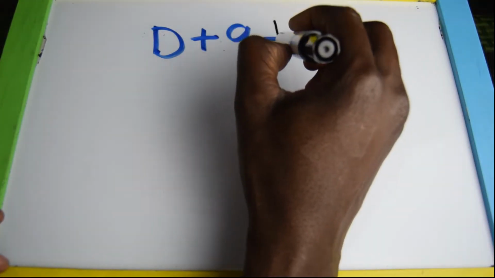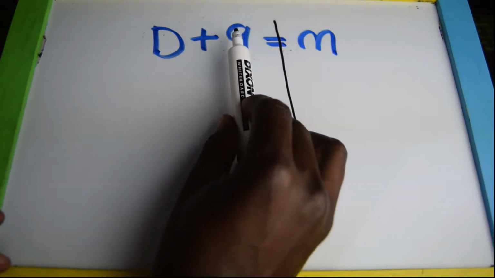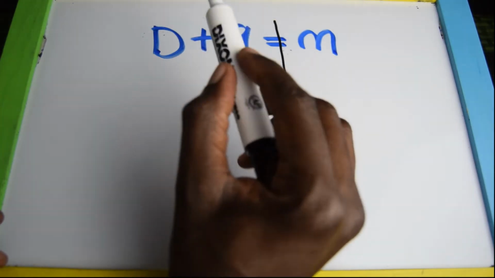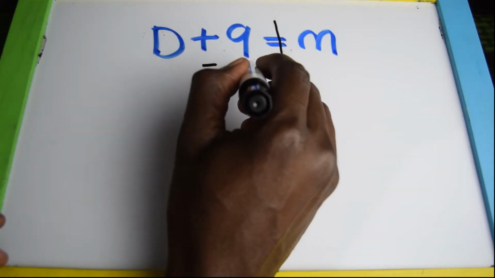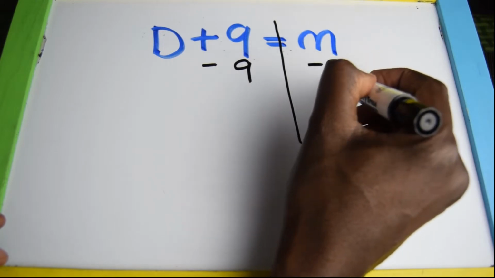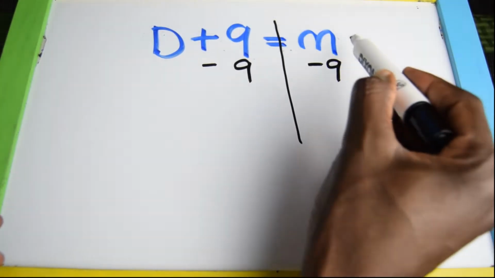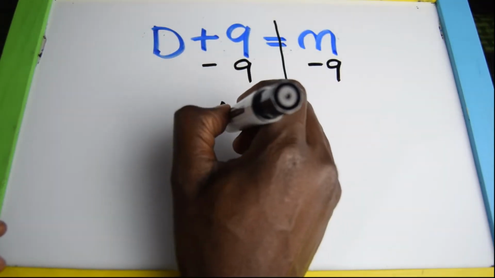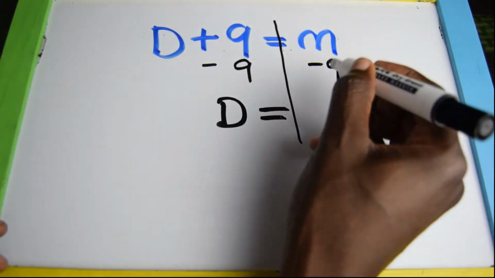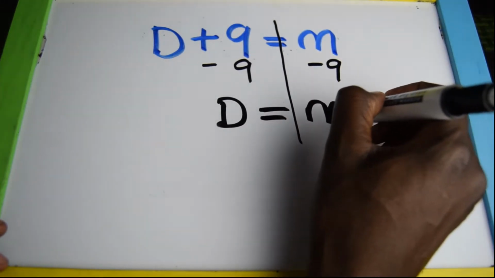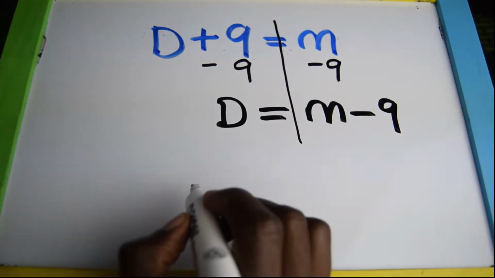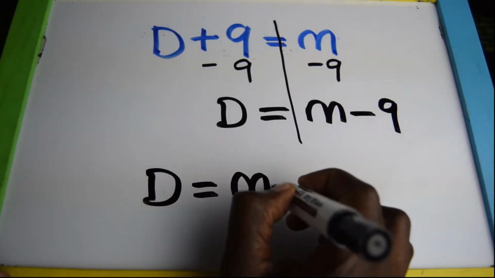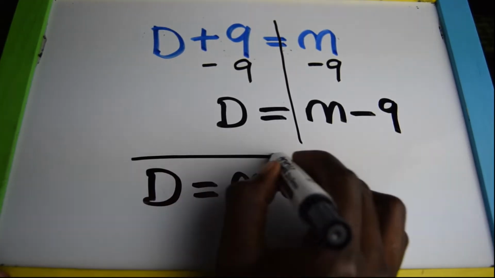So remember the river? What I'll do is the inverse operation of this. This is plus 9, so I'll just do minus 9 here and minus 9 here. Remember, these are not like terms, so you cannot add them up. On this side, you have d by itself, d equals, and on this side you have m minus 9. So the literal equation becomes d equals m minus 9, and that is your answer.